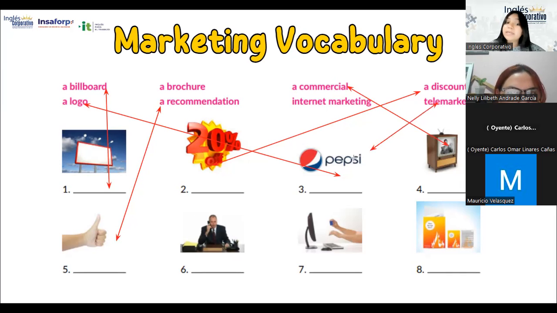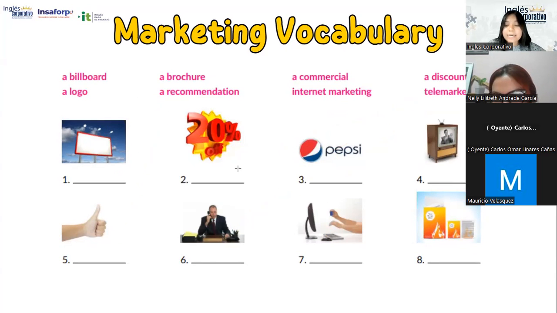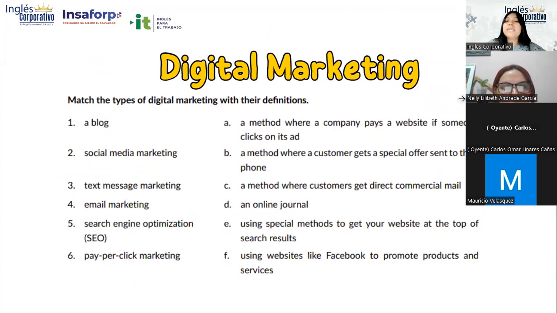Telemarketing. Excellent. Number seven. Internet marketing. Perfect. And number eight. This is a brochure. Perfect. Okay. So we have billboard, a discount, a logo, a commercial, a recommendation, telemarketing, internet marketing, and brochure. Excellent. Let's move and let's talk about digital marketing.